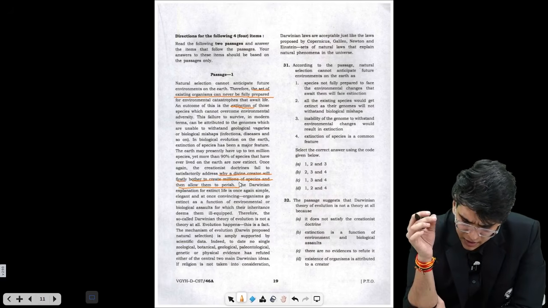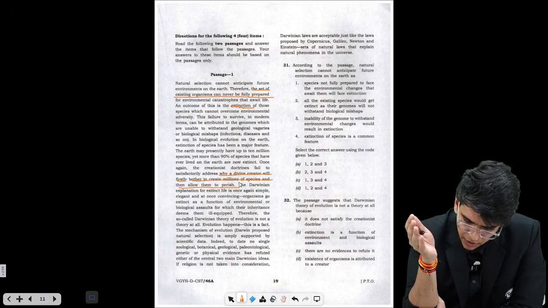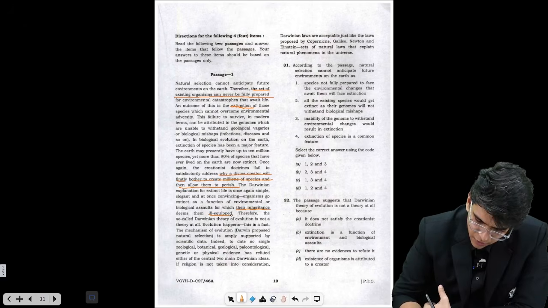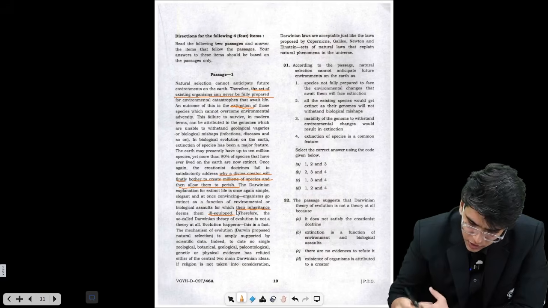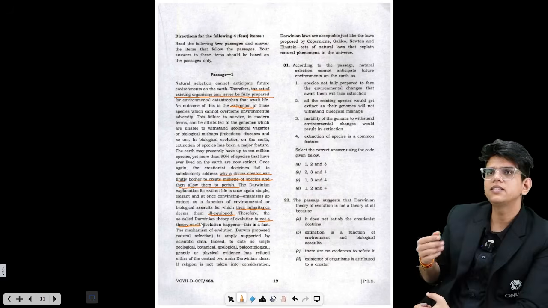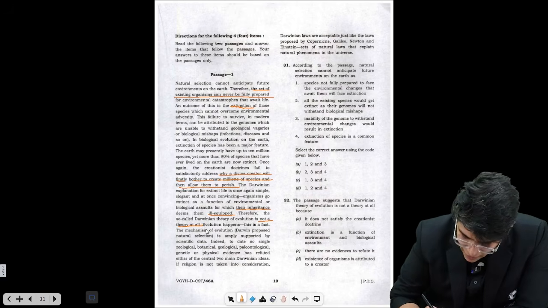The Darwinian explanation for extinction is once again simple, elegant, and at once convincing. Organisms go extinct as a function of environmental or biological assaults for which their inheritance deems them unequipped. Okay, they are not equipped to handle the changes. Therefore, the so-called Darwinian theory of evolution is not a theory at all. Okay, now they are saying it is not a theory. Why? Evolution happens. This is a fact. The passage is talking about that this is a fact.